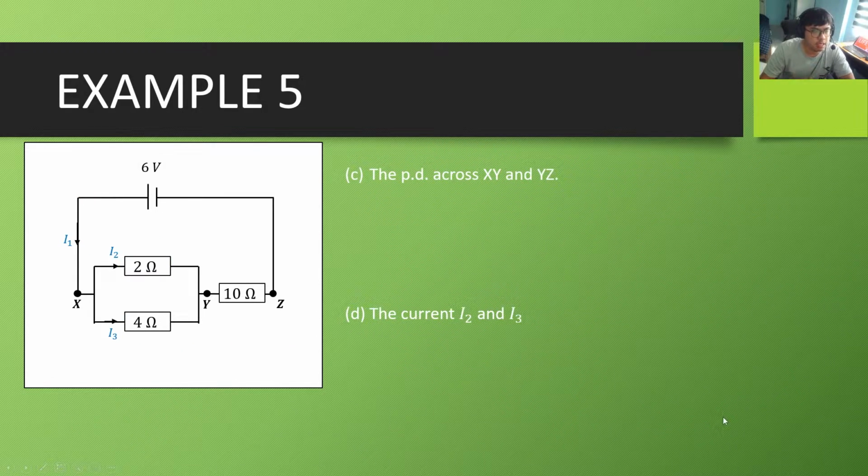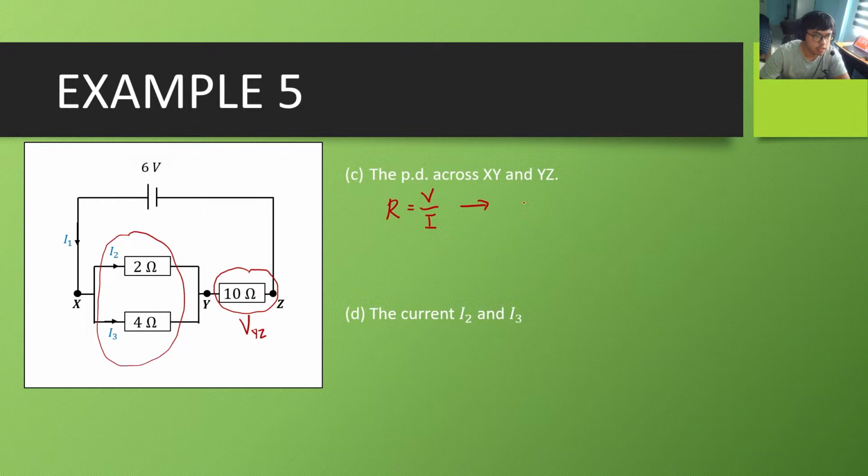Next, find the potential difference across XY and YZ. So XY is these two resistors here, and YZ is only this resistor here. Let's do the easy one first. We want to find the voltage across YZ. We've got to use the formula of R is equal to V over I in this case, and rearrange this to make V the subject of the formula. Now let's put small yz to denote that these values are the values for points Y and Z.